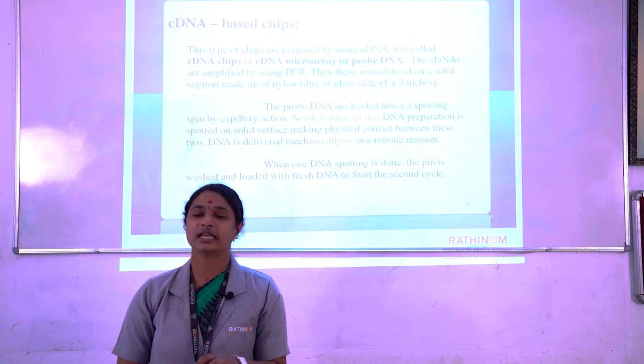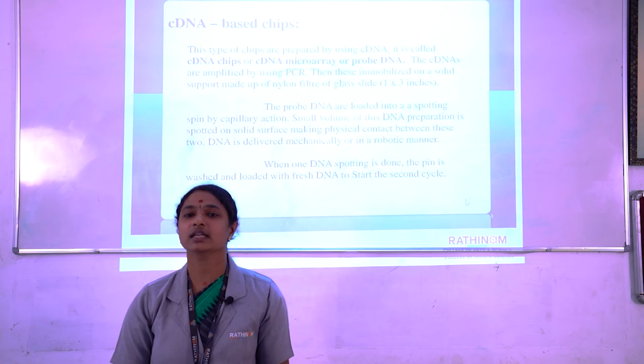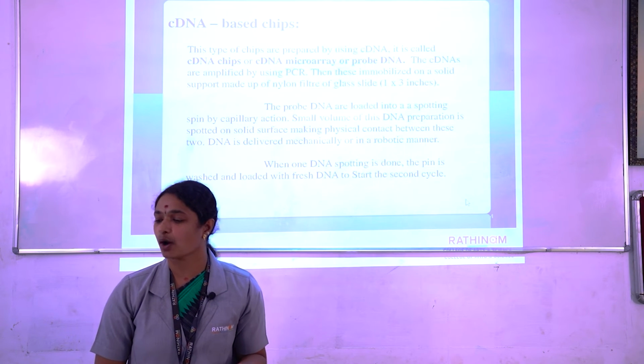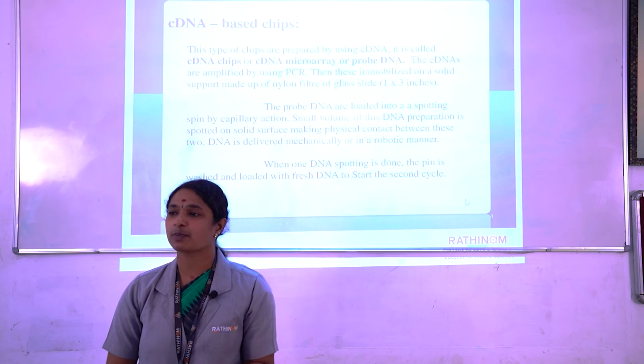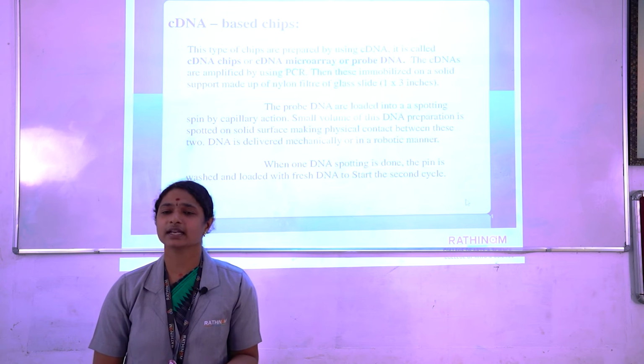This DNA chip will be made up of either silicon or glass material. So the main thing is that it is made of either glass or silicon. The probe DNA is loaded with the help of spotting. The spotting can be done with the help of a material like robotics.